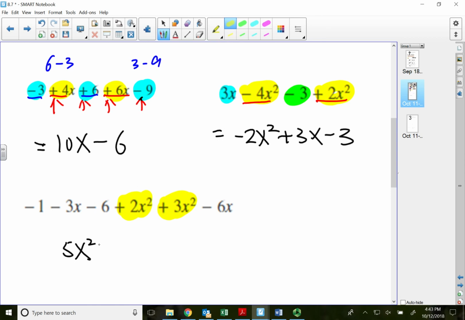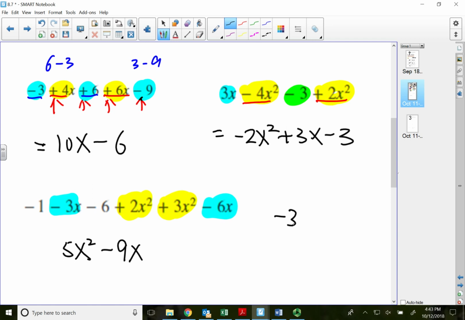X squared goes first, and the next one has to be x to the first power. So that would be negative 3x minus 6x, right? Those two are like terms. Negative 3x minus 6x, terms with the same sign, we add. So that would be negative 9x, because we keep the sign when we combine them.